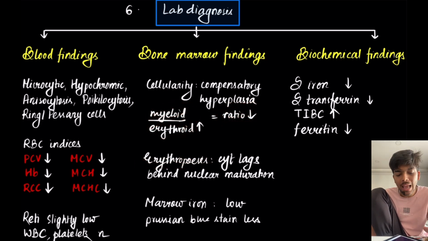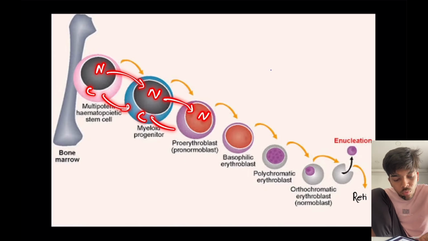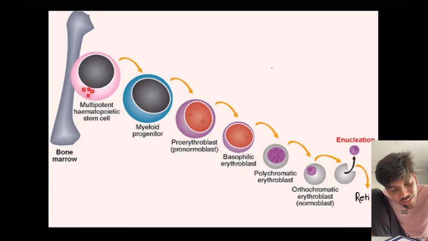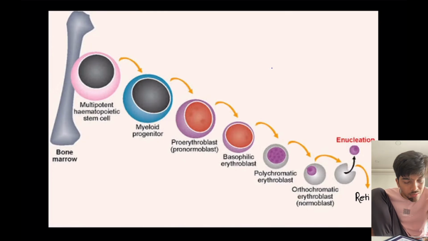Erythropoiesis: cytoplasm lags behind nuclear maturation. Why? Normally the nucleus matures, and along with it the cytoplasm matures. But in iron deficient anemia, there is lack of iron, there is lack of heme, there is less production of hemoglobin, so cytoplasm lags behind. Cytoplasm is yet to mature, but the nucleus has already gone ahead. So this nucleus reaches this level of maturation, but the cytoplasm here is still the same as the cytoplasm here. So the maturation of cytoplasm is lagging behind.